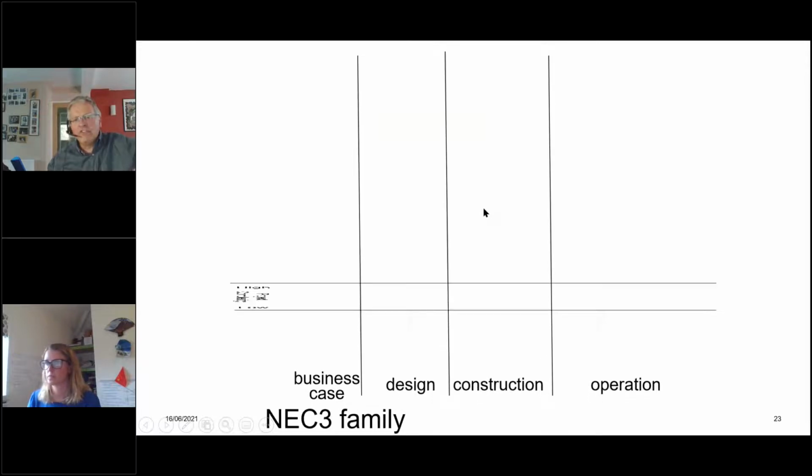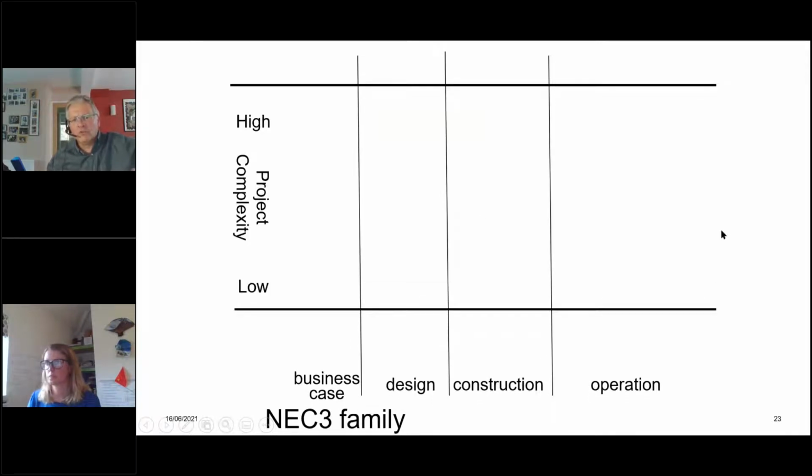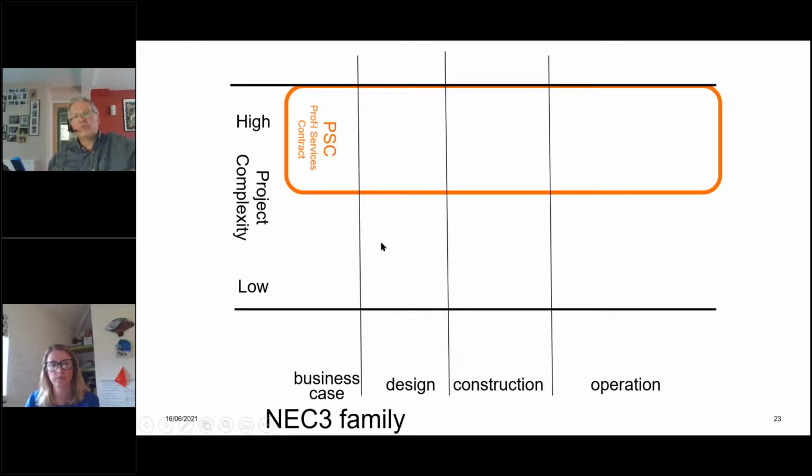So the family, this is what our clients do. They need a business case for a thing. They might need to design some stuff, build it, and then operate it. And they do that for simple things and for highly complex things. Anywhere in the space on the screen, if you want to get somebody in who doesn't work for your organization, you're going to need a contract. So we start off with a professional services contract, NEC PSC.